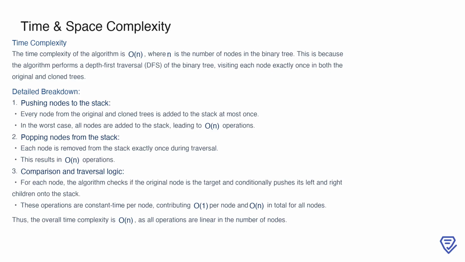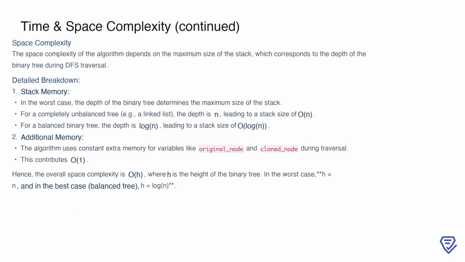Now, focusing on space complexity, the primary factor here is the memory used by the stack during the DFS traversal. The maximum size of the stack depends on the depth of the binary tree, which can vary depending on the tree's structure. In the worst case, such as in a completely unbalanced tree where the tree resembles a linked list, the depth is equal to n, the total number of nodes. This results in a stack size of n.